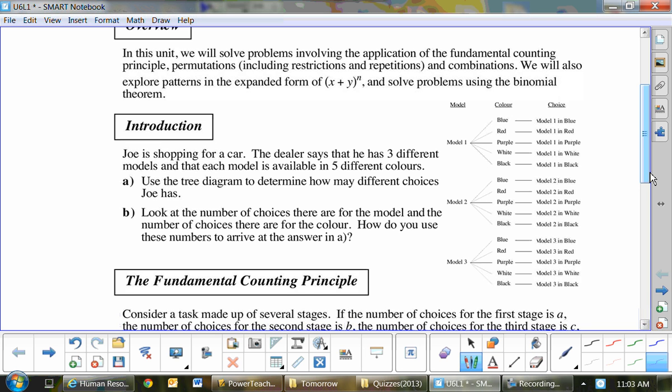So here's an example. Joe is shopping for a car. The dealer says that there are 3 different models. So we have the models right here. Do you see there's 3 of them? Model 1, 2, or 3. And he says that they're also available in 5 different colors. So Model 1 can be 5 different colors, Model 2, and then Model 3. Now if you look, these are permutations because does the order matter?